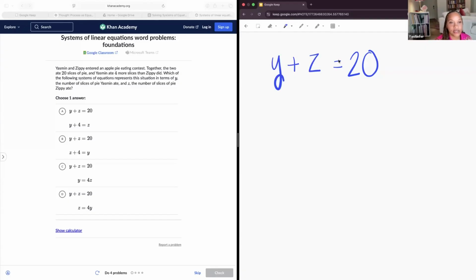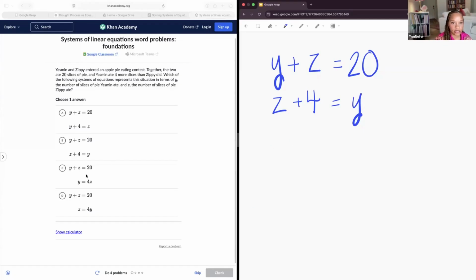Now for the next part, Yasmin ate 4 more slices than Zippy did. So the number that Yasmin ate, which is represented by y, is equal to 4 more than Zippy. So Zippy, this many, we're going to call it z, plus 4 is equal to how many Yasmin ate. Okay. So these are the two equations that model the situation.